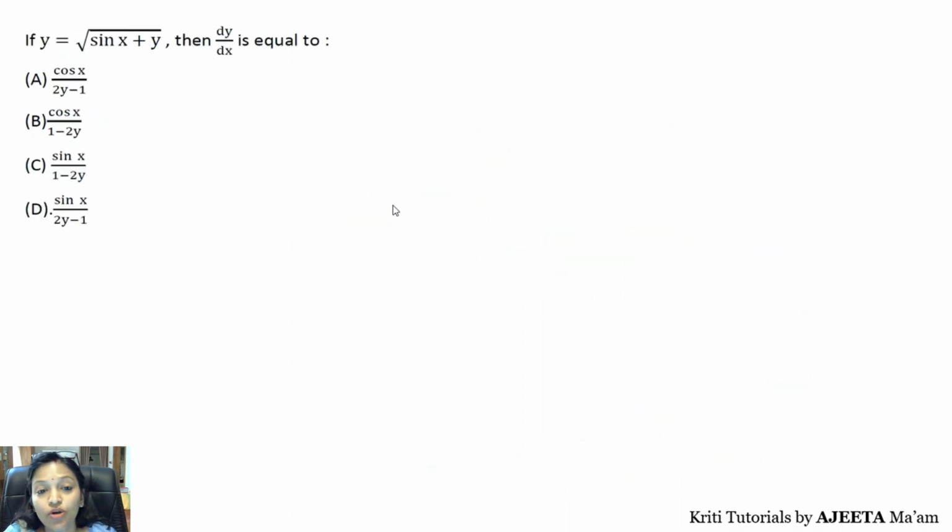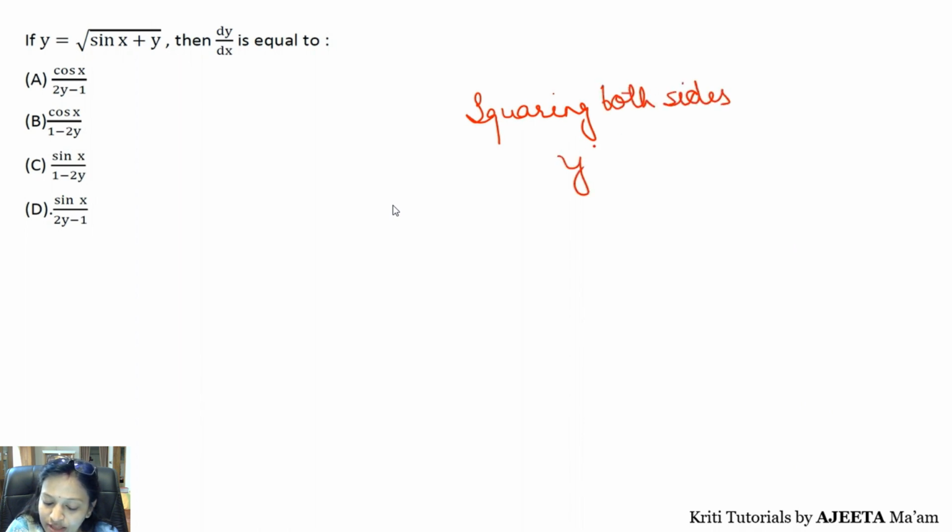Now y is equal to root of sine x plus y. Now again this is an important question. Now let's see in a very simple way how to solve it. Now if we solve it with the root, it becomes tough for us because we have to apply the chain rule and all, which will take more time. Now let's square both the sides and solve it, which will make our question very easy. So on squaring both sides, y square is equal to sine x plus y.